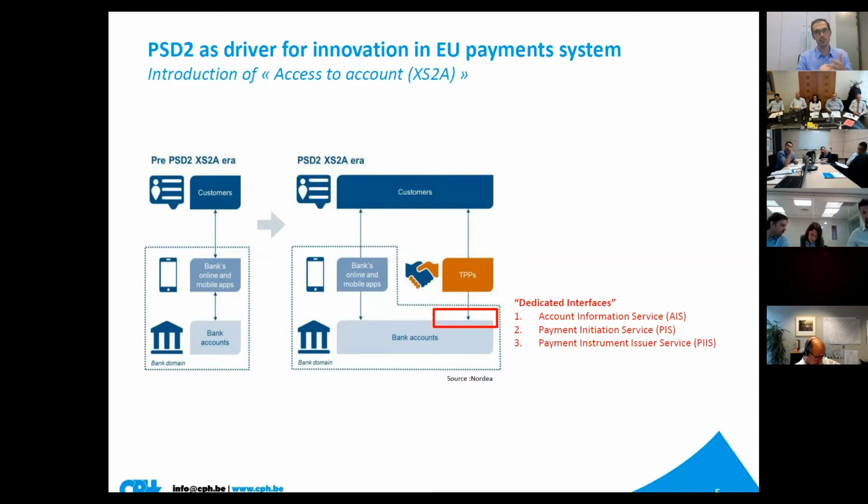The second type of service is a payment initiation service. There a TPP can say, okay, I have client X, and client X wants to do a transfer, and that transfer is given to the bank, and then the bank should make the transfer happen. And then the third service, which is the least important one, is payment instrument issuer service. That allows you to ask whether on a given account, a given person has enough available, for instance, to pay 200 euros. So this is the least important service, but the first one, account information service, and payment initiation service, are really very important services.